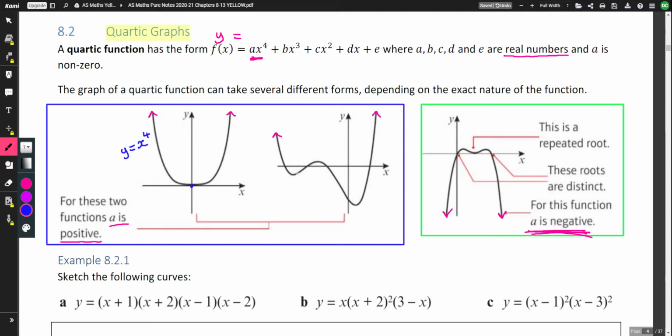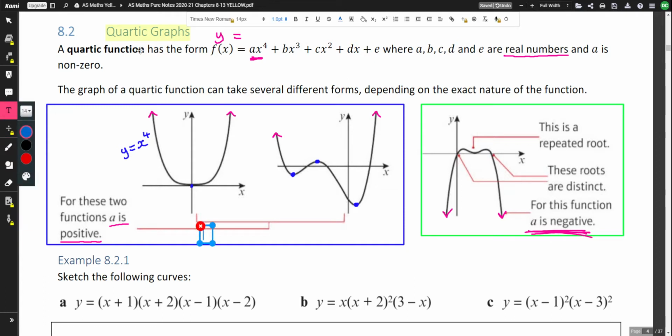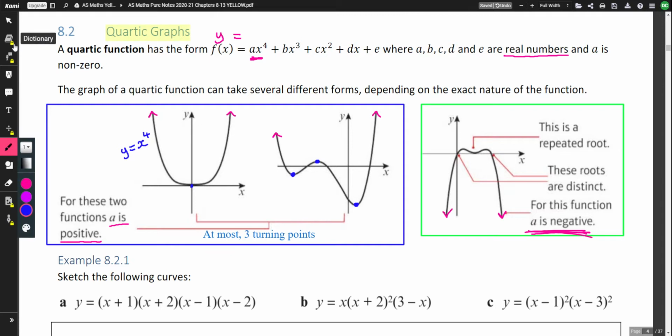But we could get 3 turning points, 1, 2, 3, and that is the most we can get. I'm just going to add that to your notes. I recommend you do the same. So at most 3 turning points. It could be fewer than 3, but there will never be more than 3.